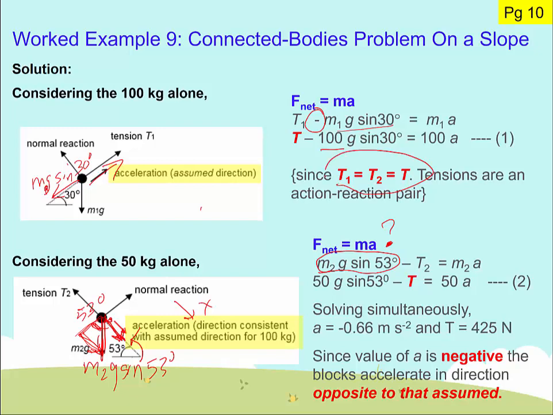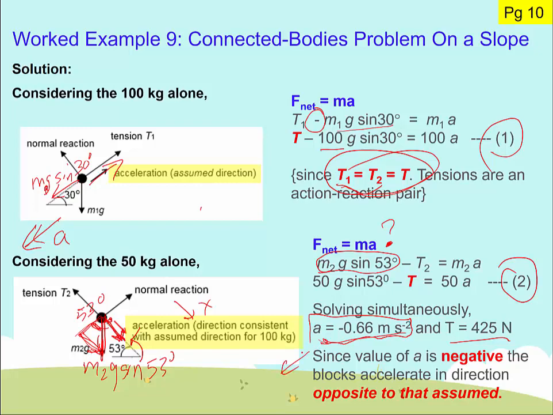Remember, since this is the same string, the tension should be the same, right? So it is the same tension, sub in T2 equals to tension T. Now you have two equations, solve them simultaneously, you can find T and A. Since A is negative, that means we have assumed wrongly. So actually, this is the correct A direction. But it doesn't matter. Now I've found that it's negative, I just know that it is in the other direction. That's all.